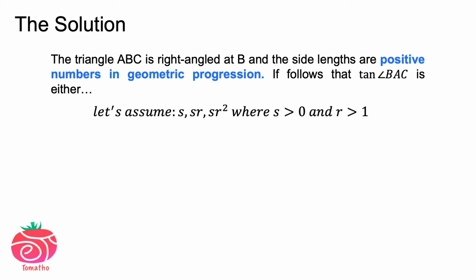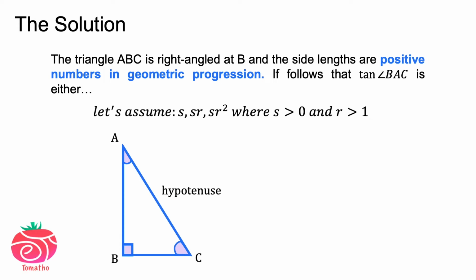So yeah, here is the solution. Let's assume the three sides are S, SR and SR squared, where S is greater than 0 and R is greater than 1. This assumption is done so that we can determine which is the hypotenuse. In a right-angled triangle, we know that the hypotenuse will always be the longest side, right? So the hypotenuse here must be SR squared.